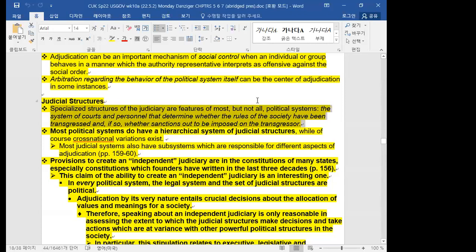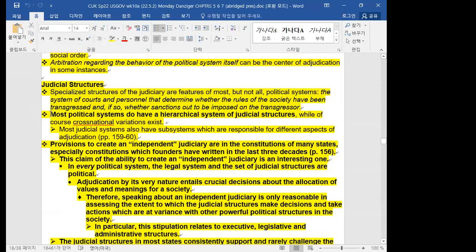There are specialized structures that determine whether or not the rules of society have been transgressed, and if so, whether sanctions ought to be imposed on the transgressor. So most political systems do have a hierarchical system of judicial structures, while of course there's variation among the different national judicial systems.